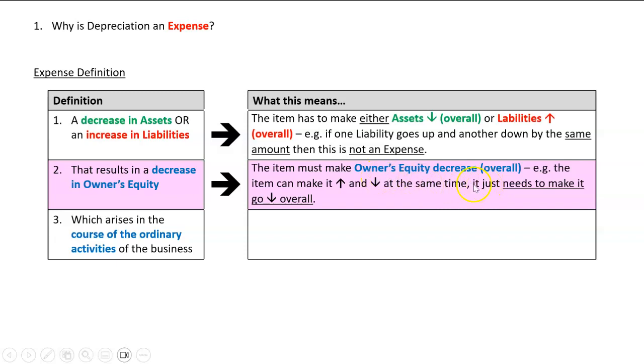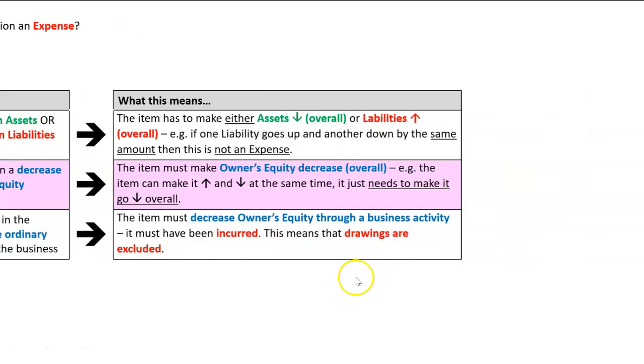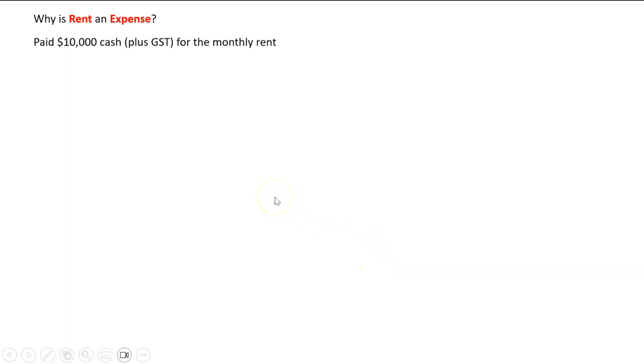We're just saying overall, it's got to result in an ultimate decrease. And this ordinary activities just means it's got to be incurred through an ordinary activity, and that excludes drawings by the owner. So that's the definition we're going to apply. But before we do depreciation, why don't we just go and look at one we've done for a few months now. Why is rent an expense?